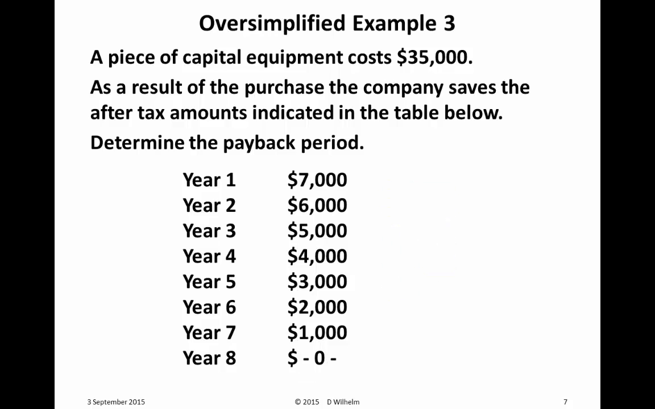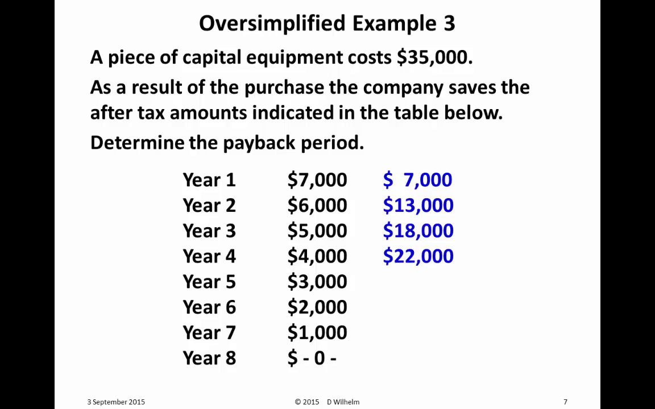Last oversimplified example, a piece of capital equipment costs $35,000. And as in the previous example, the company saves the after-tax amounts indicated in this table. Determine the payback period. After year 1, we've saved $7,000. Year 2, $13,000. Year 3, $5,000.